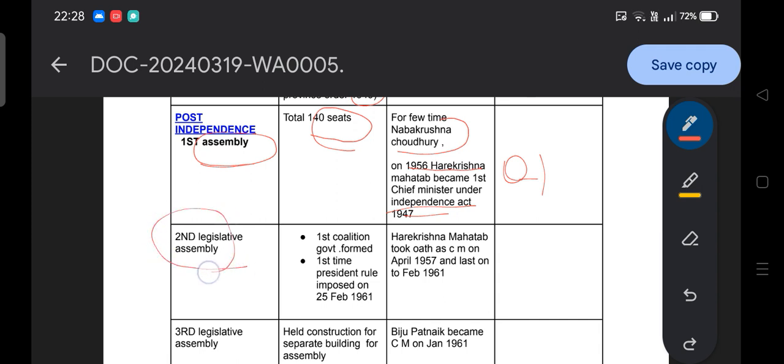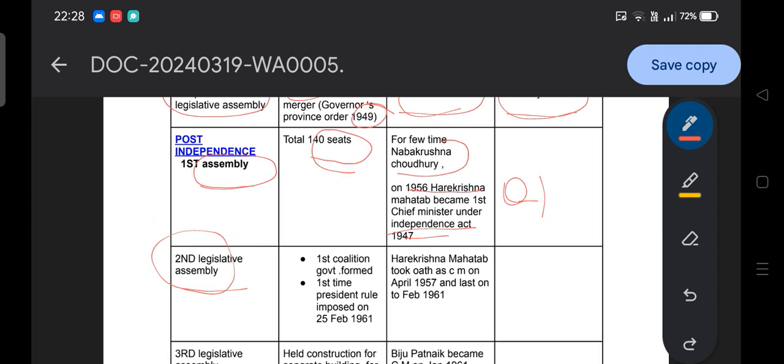Then the second legislative assembly. In the second legislative assembly, a coalition government was formed. During the time of the second legislative assembly, in 1959 the first coalition government was formed, and for the first time President's rule was imposed on 25th February 1961. So here you can get a question: when was President's rule first imposed? That is 25th February 1961. Also the first coalition government was formed in this second legislative assembly. They can simply ask under which legislative assembly the first coalition government was formed, or the first President's rule imposed, and you have to remember the second legislative assembly.